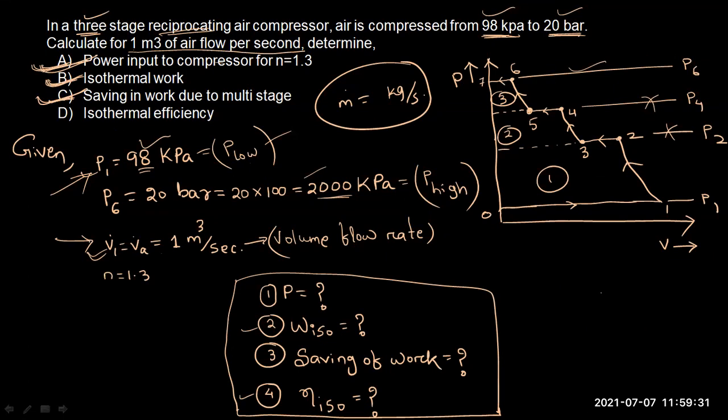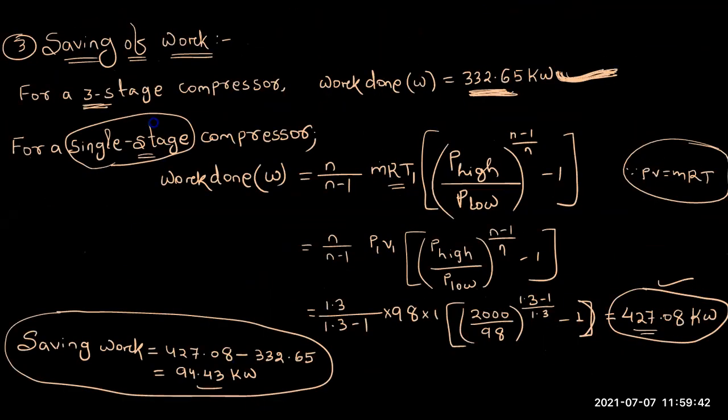Last part is isothermal efficiency. In the last part we have to calculate the isothermal efficiency of the compressor. So the fourth part or the last part of the problem we will calculate. This will be a 15 marks question. Isothermal efficiency. I don't know whether you have remembered the formula of isothermal efficiency or not. So isothermal efficiency equals isothermal work done divided by actual work done.